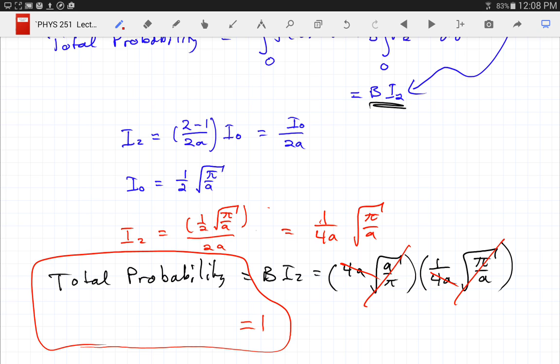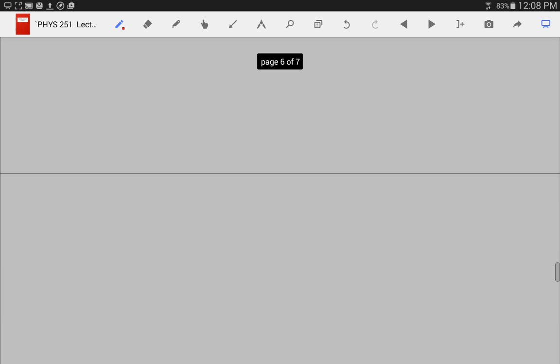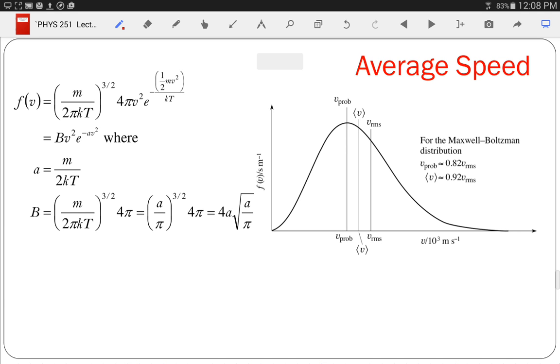Why do I do this calculation? It's a sanity check. It's a check to make sure that things are going in the right direction, that this Maxwell-Boltzmann distribution doesn't fail before we've even started. So now, let's go to the next problem of finding the average speed.